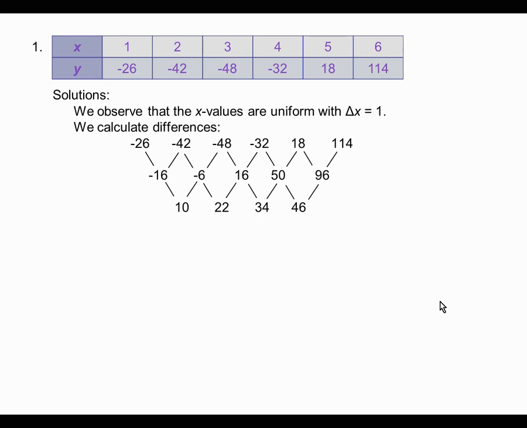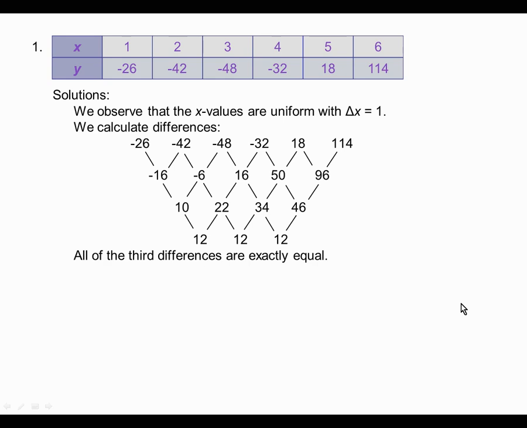So now we calculate the third differences. Again, remember, it's right minus left. 22 minus 10 is 12. 34 minus 22 is 12. 46 minus 34 is 12. These are all the same. So all of the third differences are exactly equal.